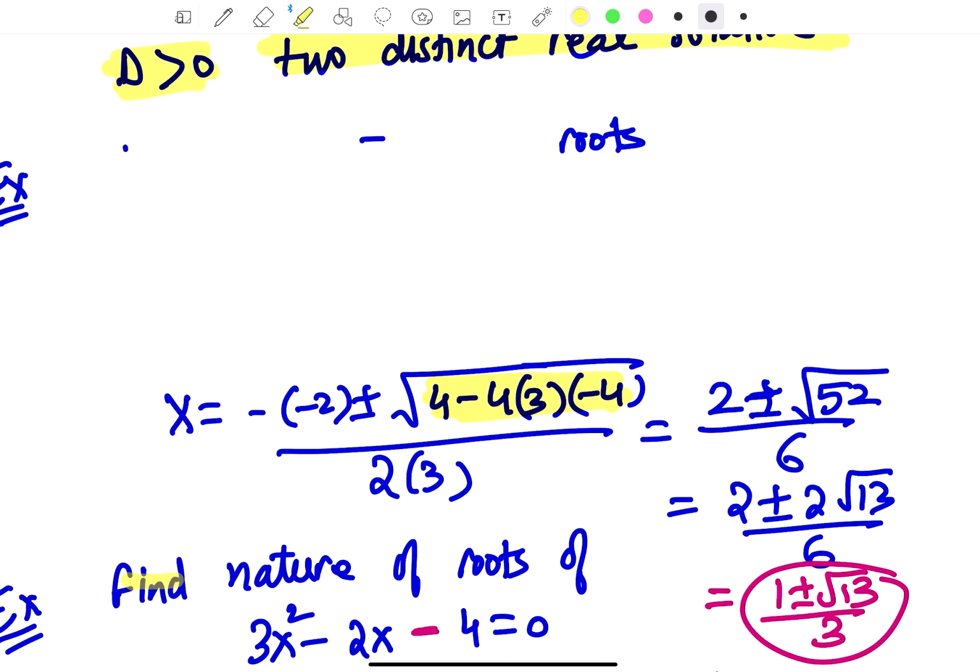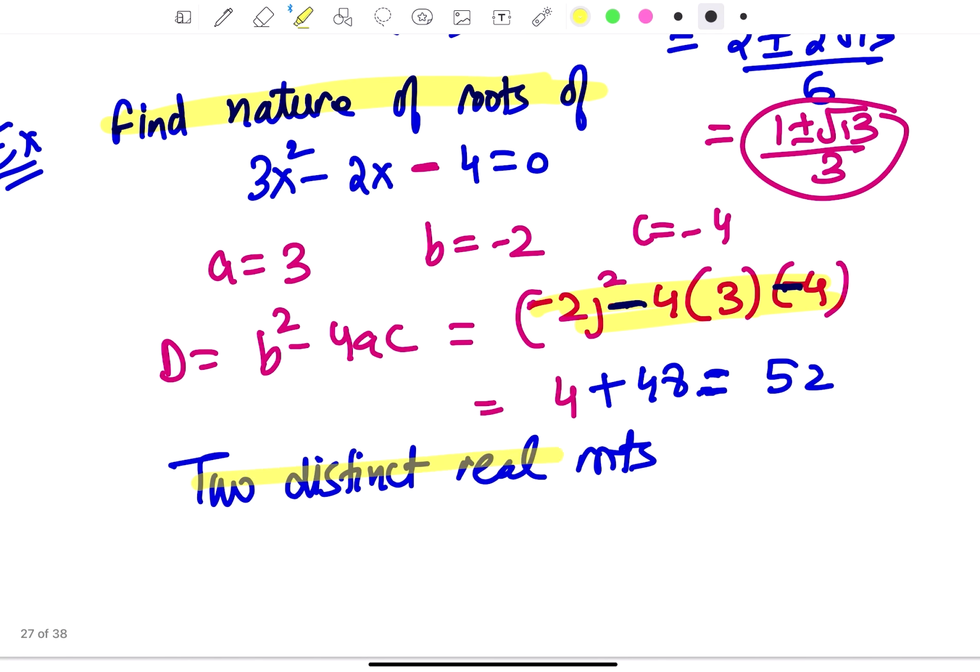When you're finding the nature of roots, you don't need to actually solve them. All you need to say is what kind of solutions you're going to get. Are you going to have repeated solutions? Are you going to have no real solutions, imaginary solutions? Or are you going to have two distinct real solutions? That was all for solving quadratic equations using the quadratic formula.